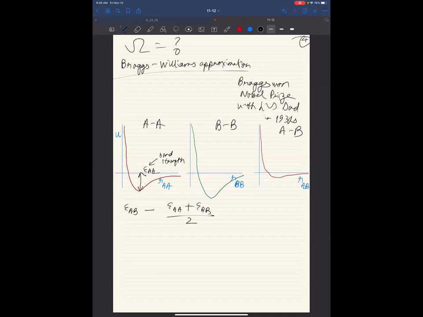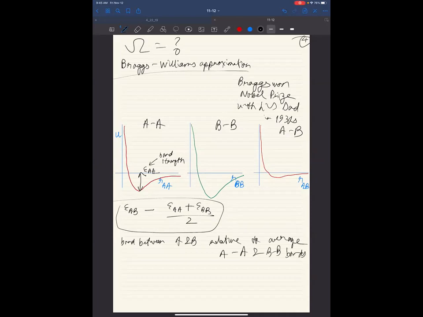So we can think about epsilon AB minus epsilon AA plus epsilon BB by 2. What does this tell us? This is telling us the bond between A and B relative to the average AA and BB bonds.